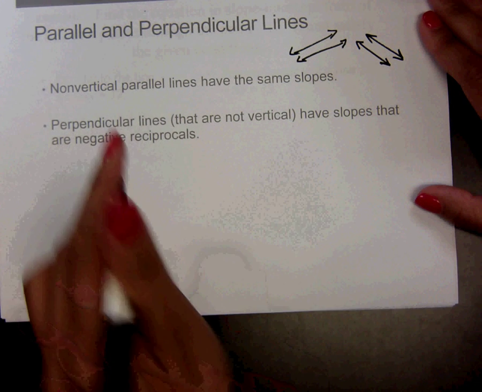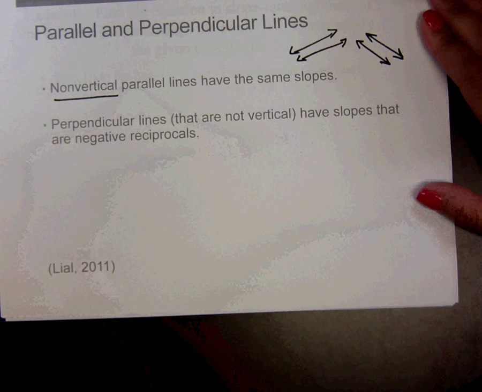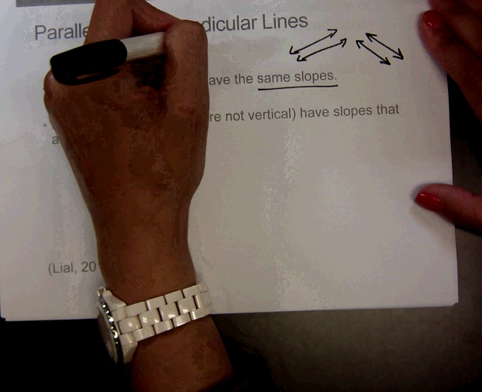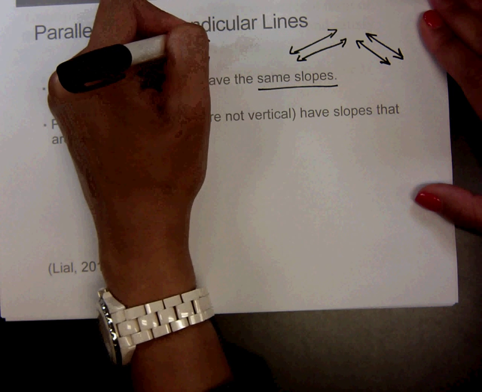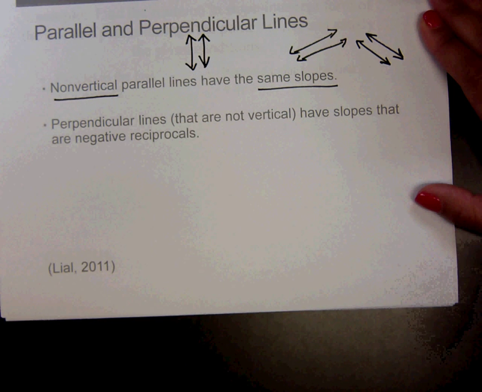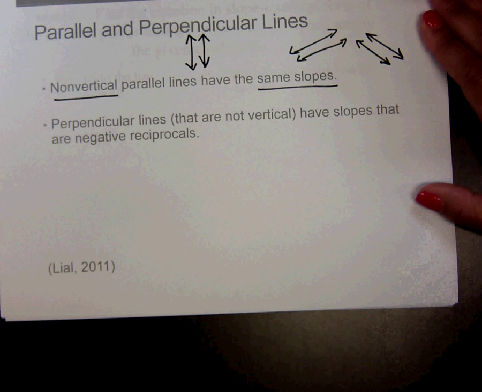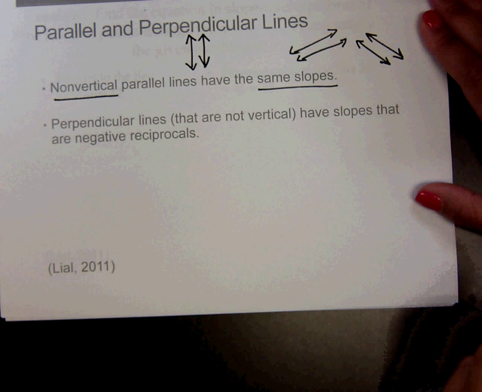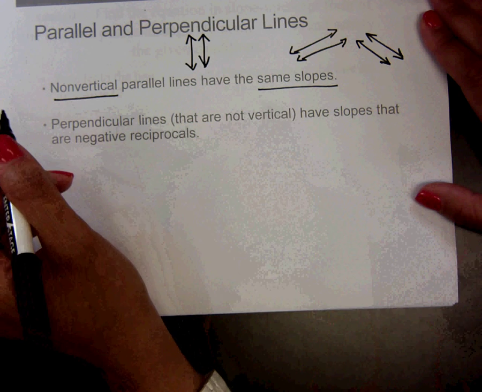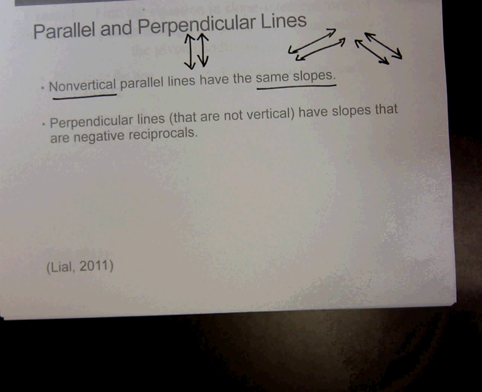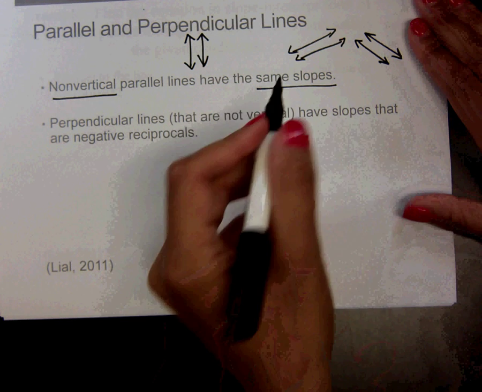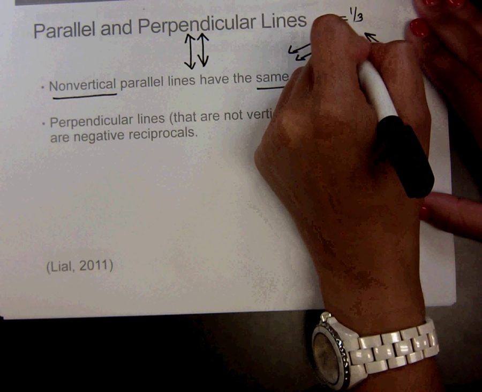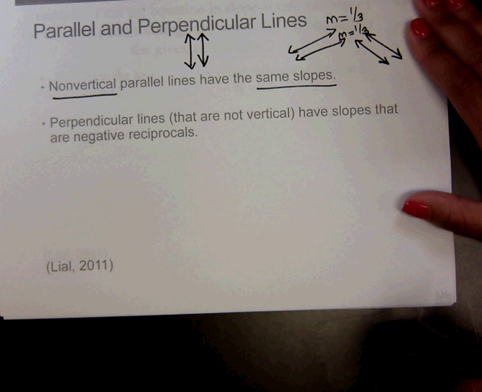Now, notice I said non-vertical parallel lines have the same slope. Why do I have to say non-vertical? Because vertical lines, these are parallel. They never intersect. But why can I not say just parallel lines have the same slopes? Very good, because vertical lines don't have slopes. He said that the slopes are undefined. So that's why we say all parallel lines except those that are vertical, because they have no slope, have the same slope. So if the slope of this line is 1/3, the slope of this line is 1/3. That's the beauty of parallel lines. They have the same slope.